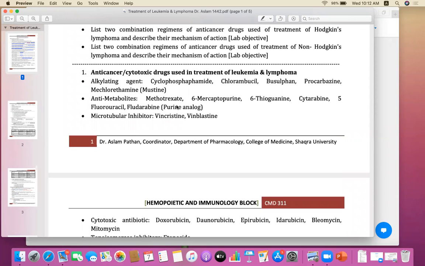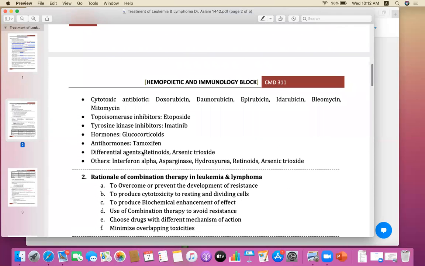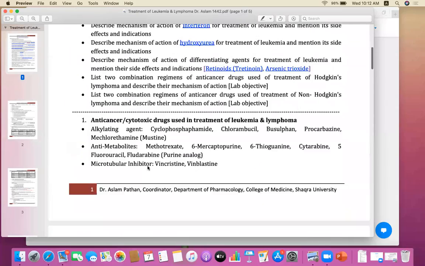This includes alkylating agents, antimetabolites, microtubular inhibitors, cytotoxic antibiotics, some hormones, differentiating agents, retinoids and arsenic trioxide, and interferons.